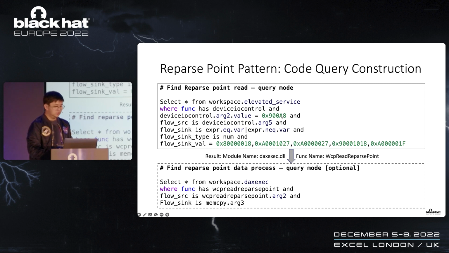The functions which find the reparse point read. And if you want to step further to find the reparse point data process, you can create queries like this. Search the function which contains the reparse point read function, and do the tainting from the output buffer to the memory copy. Finding reparse point read and reparse point data process is good enough for us to get some results to review to find the possible vulnerabilities.